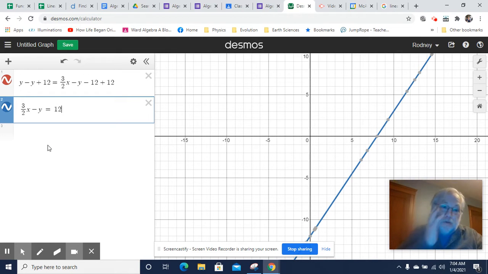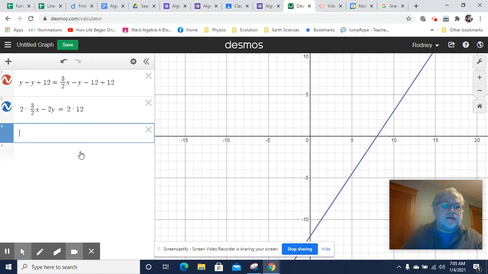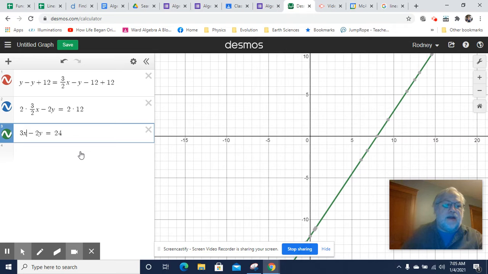And now what I want to do is get rid of this denominator. To get rid of that denominator, I'll multiply that times 2, and that times 2, and that times 2. So everything got doubled. We'll copy pasta that. And this becomes 24. And this 3/2 times 2 is just 3. So 3x minus 2y equals 24. Now we have an equation that's in standard form, and it's graphed over here on the right.